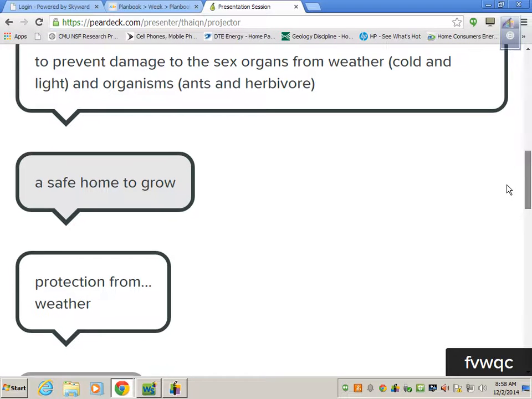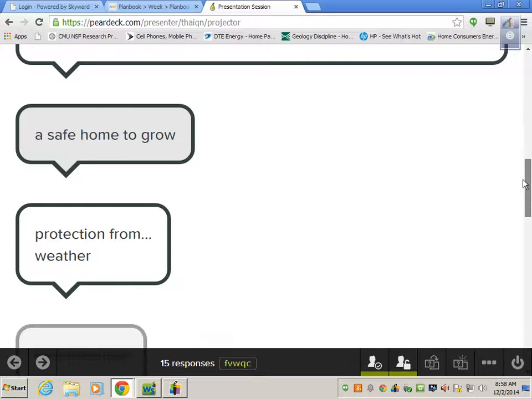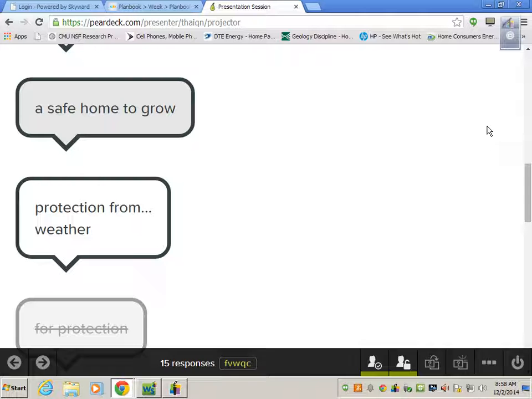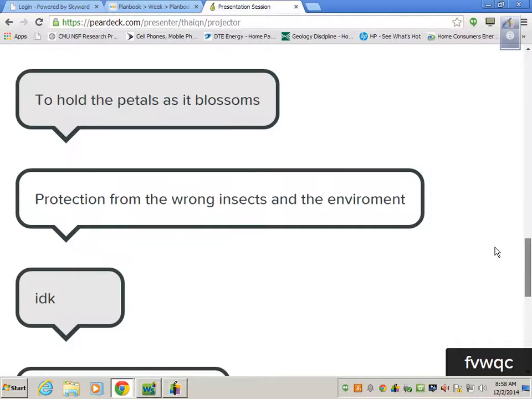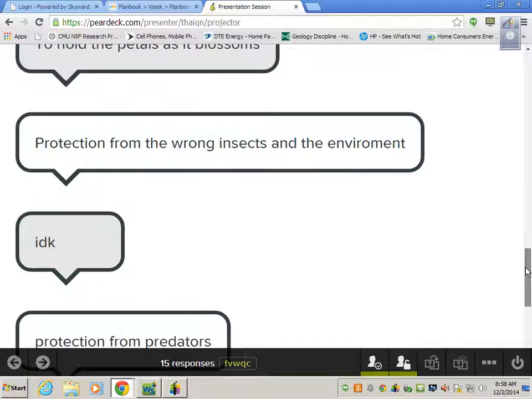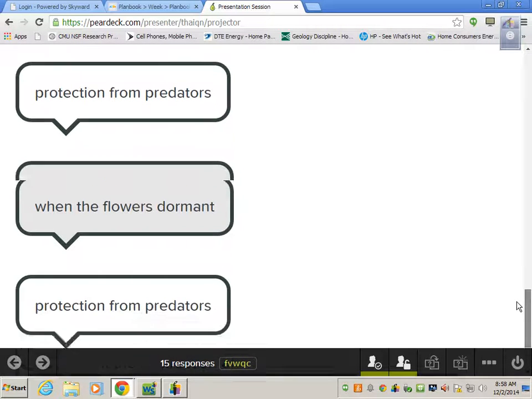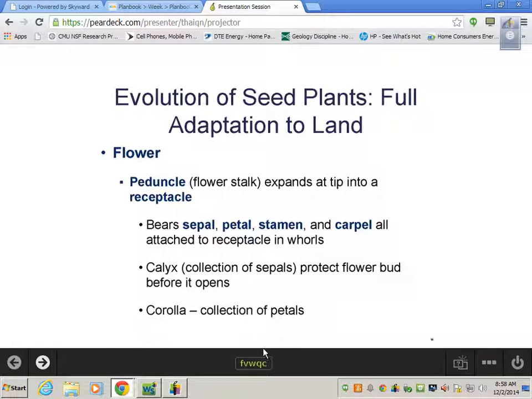Prevents damage to the sex organs from weather, cold, yep, for sure. Ants, insects, right? Keeps other bugs out. You don't want to expose your anther and filament until it's ready to be accepted by the birds and the bees. Safe home to grow. Protection from weather, yep. It actually retains water too, right? If you open up, evaporation takes place. You get dried out. So you want to keep the right insect at the right time, for sure. Yeah, lots of good answers. Do you need me to go back? I think a few people were.